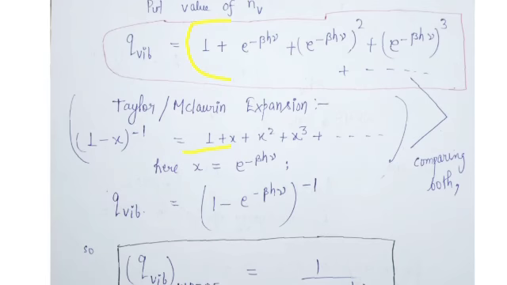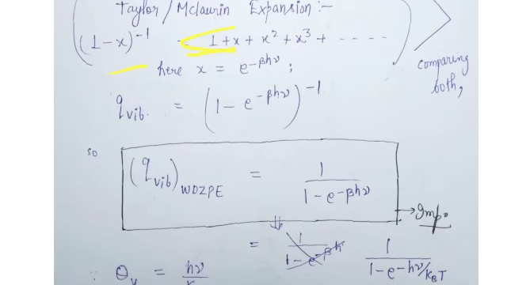That is 1 plus e raised to the power minus beta h nu, raised to the power 1, 2, 3 and so on. We get this expression when we put x equals e raised to the power minus beta h nu, and the expansion has the value 1 minus x raised to the power minus 1, which becomes 1 minus e raised to the power minus beta h nu whole power minus 1. Taking the minus 1 power into the denominator, we get this energy expression. That is the q vibrational without zero point energy.